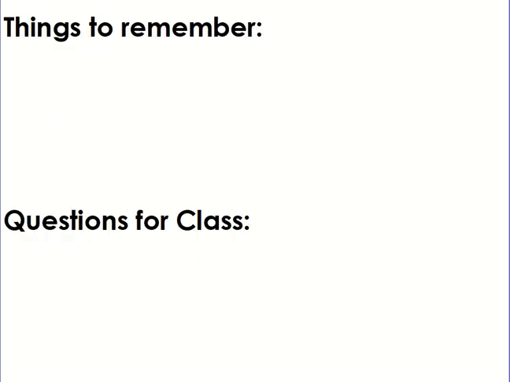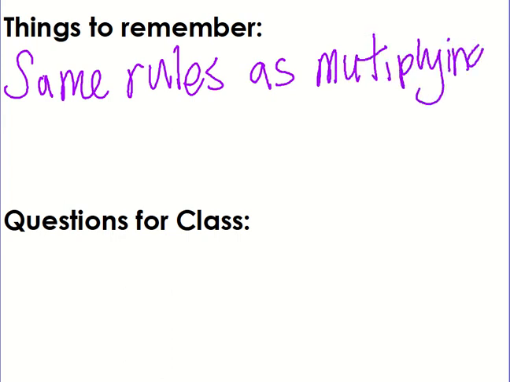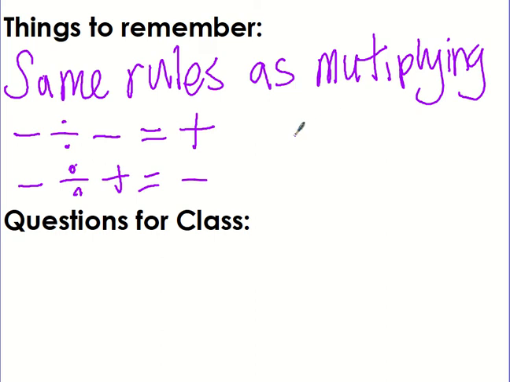Okay, so our things to remember: same rules as multiplying. You could still think of it as a negative divided by a negative is a positive, a negative divided by a positive will get you a negative, and a positive divided by a negative will get you a negative.